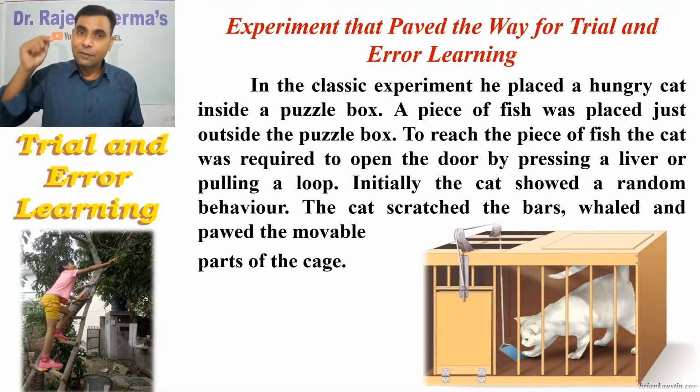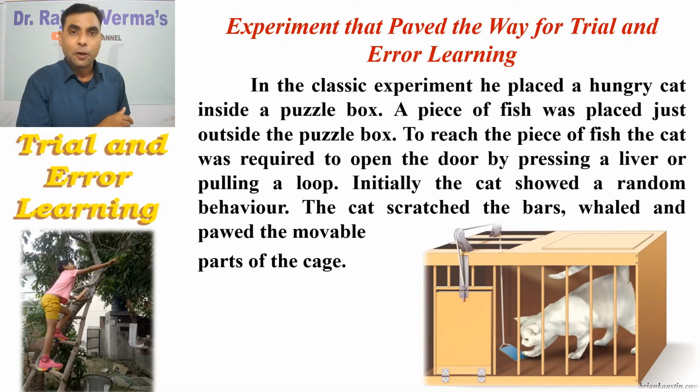And because the cat was forced to reach the fish by her biological drive of hunger, she was trying. Initially, the cat showed random behavior. The cat slashed the bars, wailed and pawed the movable parts of the cage, and tried to come out through the bars also. Everything she tried. That was random behavior. You know what happened next?